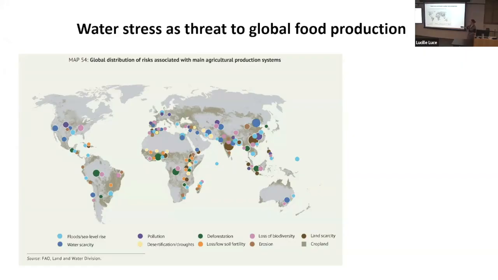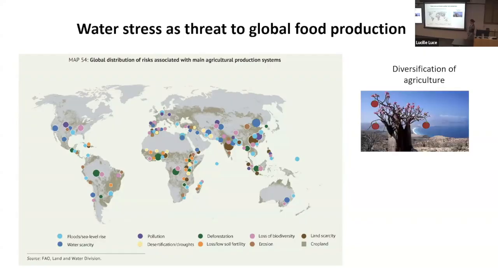So you've got, and the blue dots are representing regions that are affected by water stress. So you've got either too much water, too little water, or the wrong kind of water. And that's the case in salt stress. So what we can do about it as plant biologists with our talents, our skills, our knowledge, we can diversify the agriculture. So don't be fooled by my Photoshop skills.